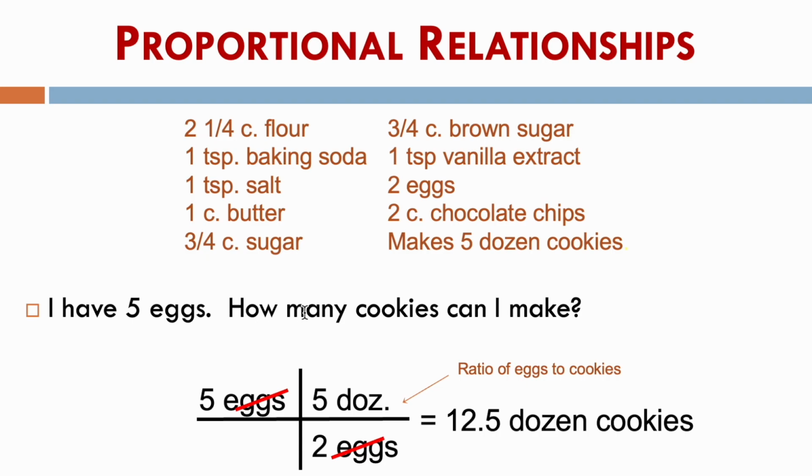This is an example of where I could use dimensional analysis in my real life if I ever wanted to. If I have 5 eggs and I know that the recipe calls for 2 eggs per 5 dozen, then I can make 12.5 dozen cookies. This right here is the ratio of eggs to cookies.